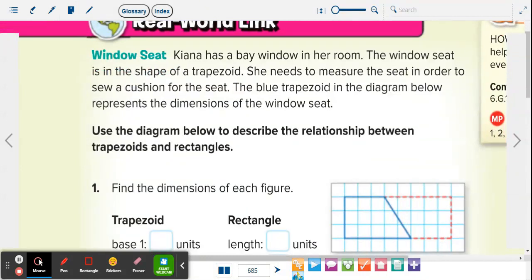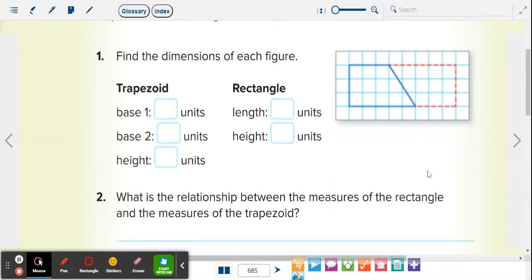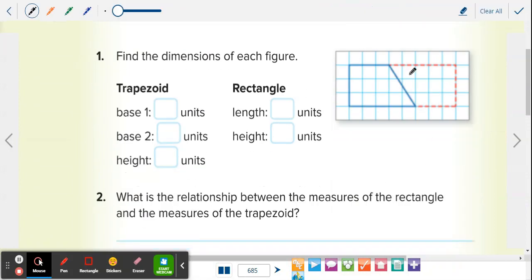So Kiana has a bay window in her room. The window seat is in the shape of a trapezoid. She needs to measure the seat in order to sew a cushion for the seat. The blue trapezoid in the diagram below represents the dimensions of the window seat. So down here, okay, they first want to talk about the trapezoid.